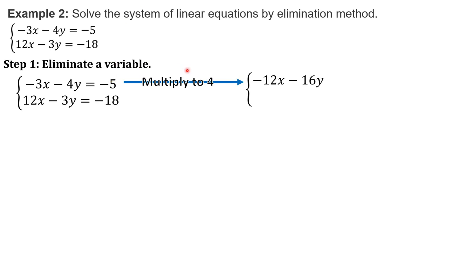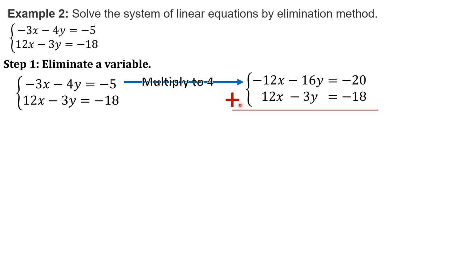And negative 5 times positive 4 will give us negative 20. Then just copy the second equation. We have 12x minus 3y equals negative 18. Now you look at x. As you can see, they are already the same coefficient with different sign. So we may proceed in adding them.